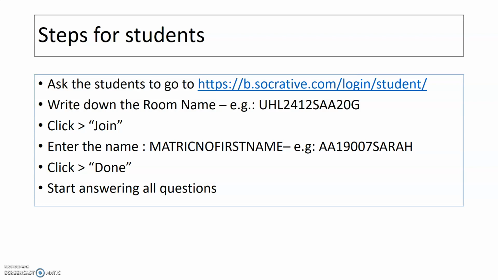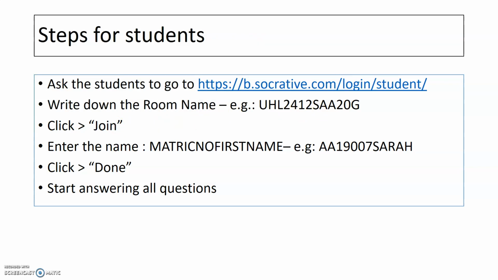So in the Google Classroom, I will share with you the link, and then I will share with you the room name. So please write down the room name once you log in to the link or Socrative account, and then you key in the room name, UHL2412 SAA 31G or 33G or 34G or 36G. Then you click join.